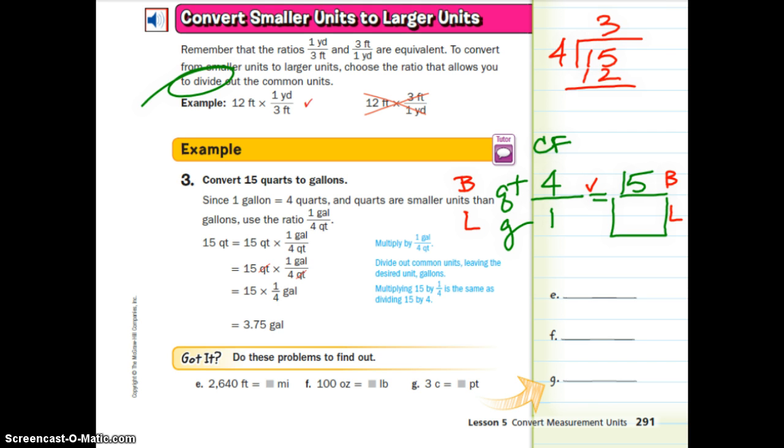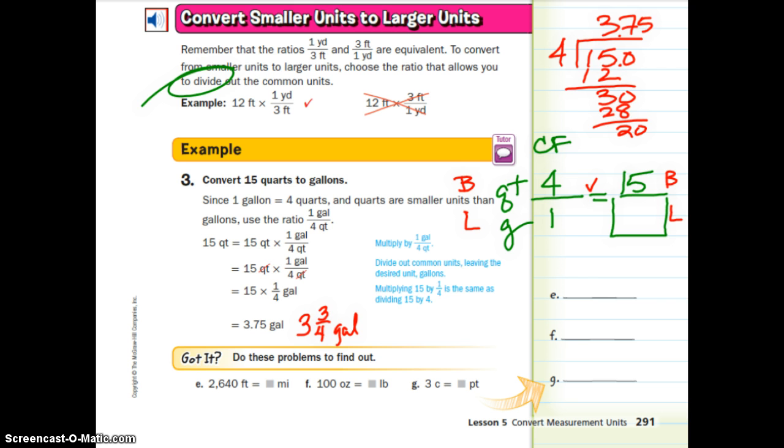3, that's a 12. I have 30, goes into that 7, that's 28, that's 20, put a decimal, and I have a 5. So I know that 4 goes into 15 3.75 times. And I can either express that as a decimal or as a fraction. 3.75 is the same as saying 3 3/4 of a gallon.